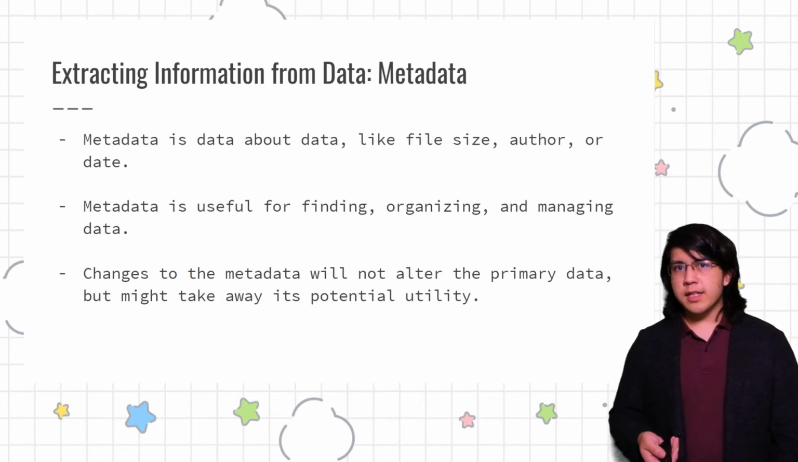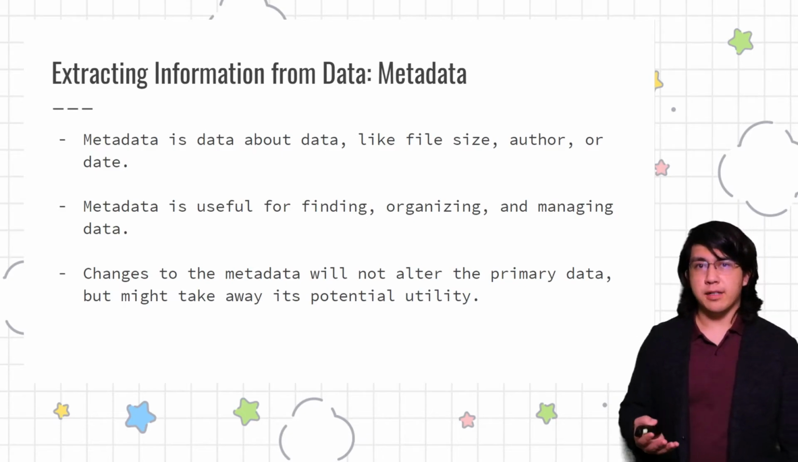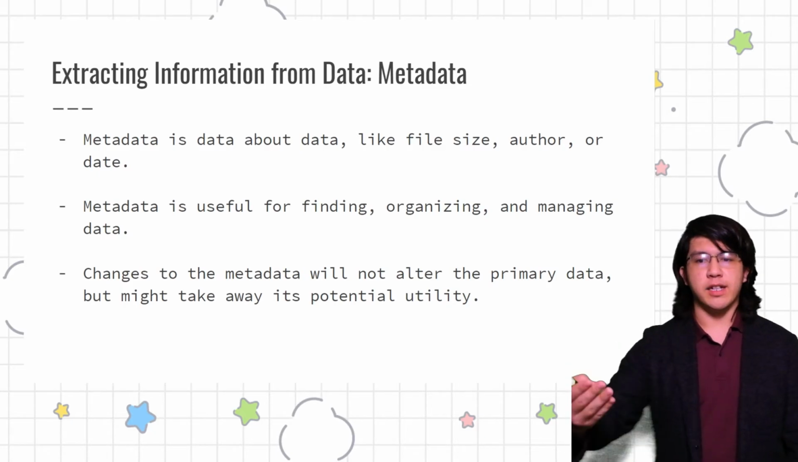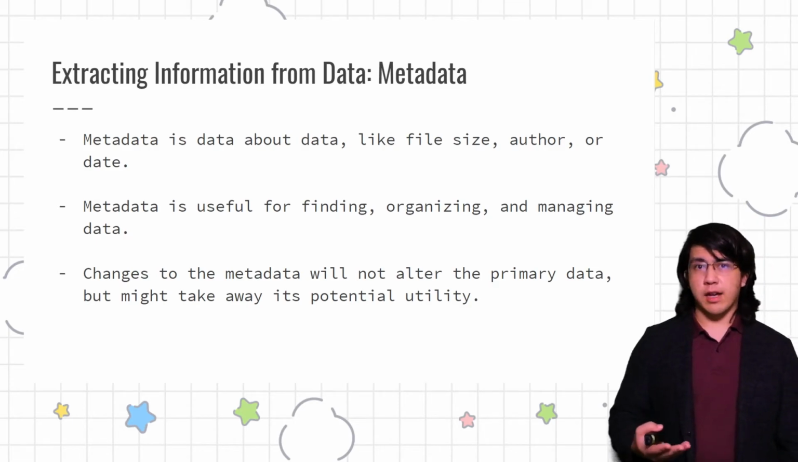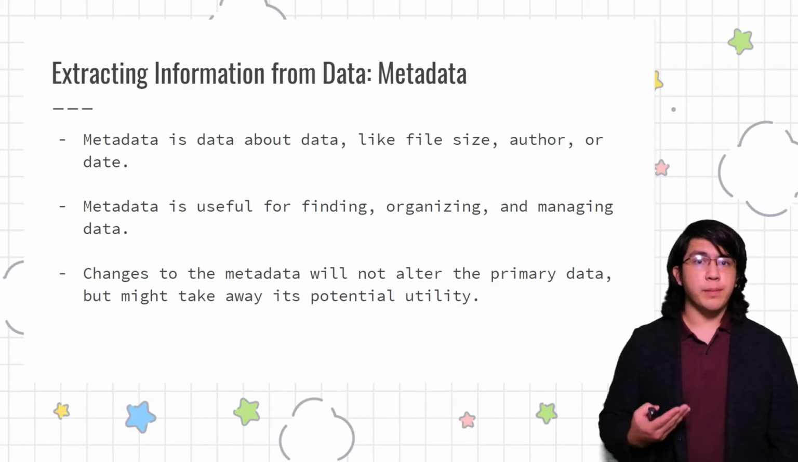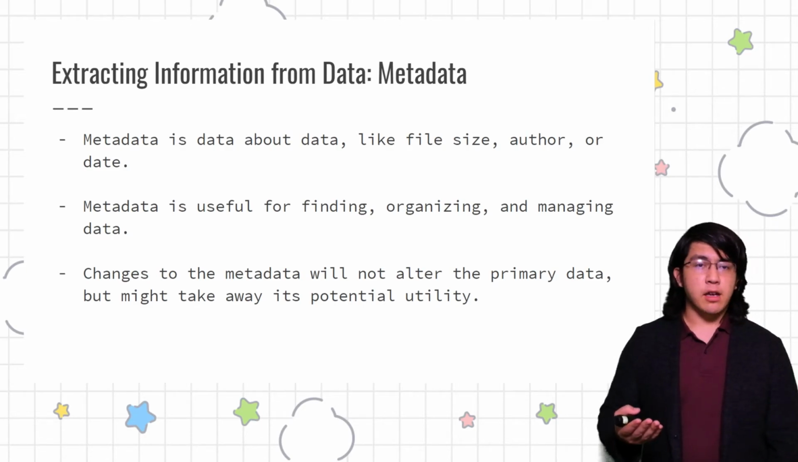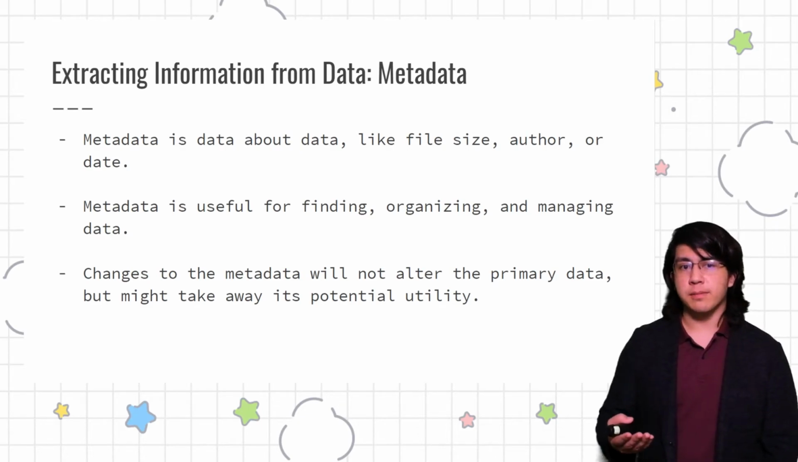When you're looking at data, you have to understand that most data is going to come packaged with something called metadata. The prefix meta means that this is data about data. It's information about the data you are looking at, things like file size, the author of the data, maybe the date it was published. When you're looking at a photo, there might be metadata on the camera that was used to take it, or even the location at which the photo was taken.